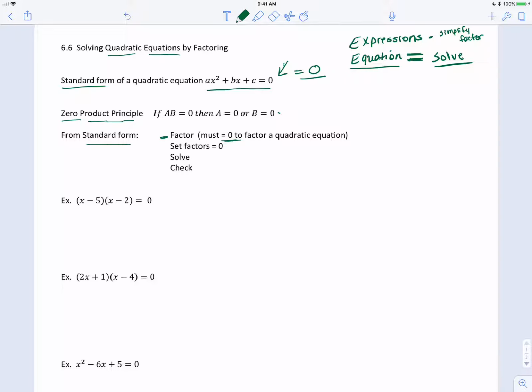We already know how to factor, so that's the hardest part. Then we set each of those factors equal to 0 and solve each of the equations we created. Then, of course, you can always check your answers.